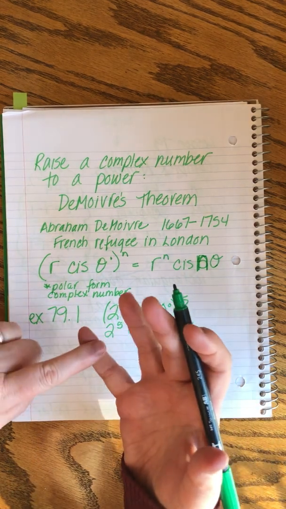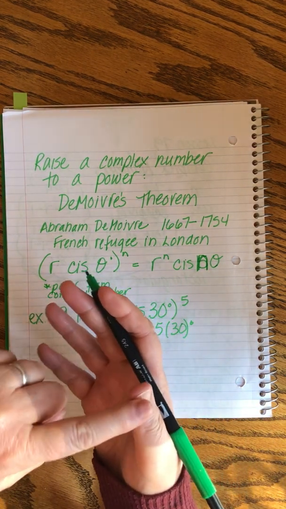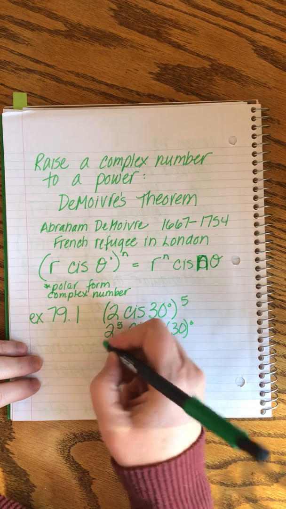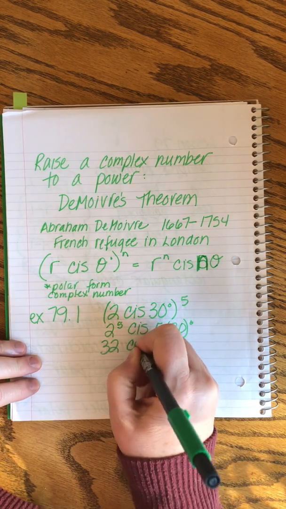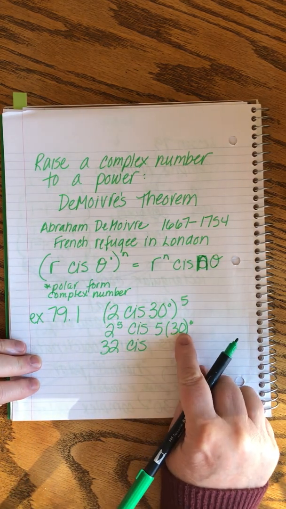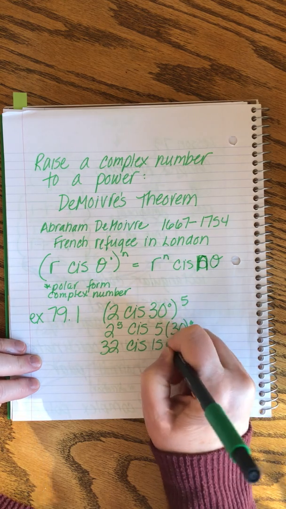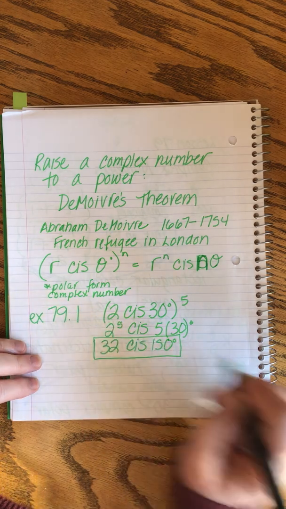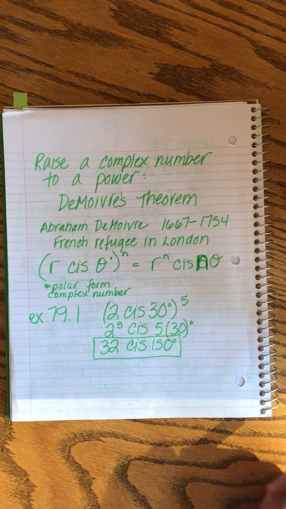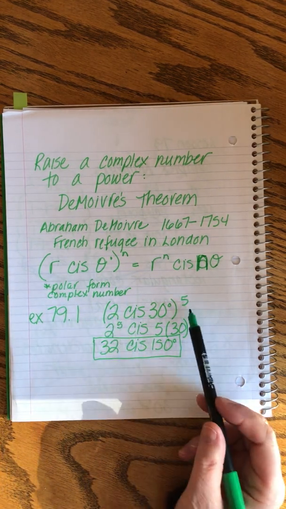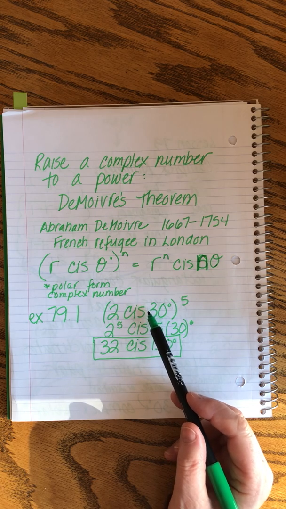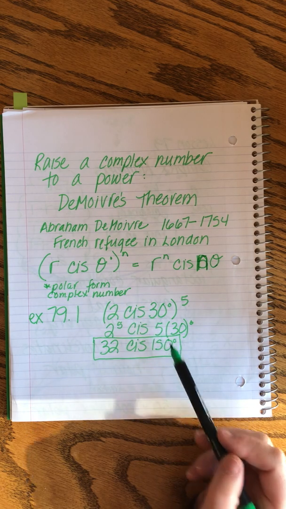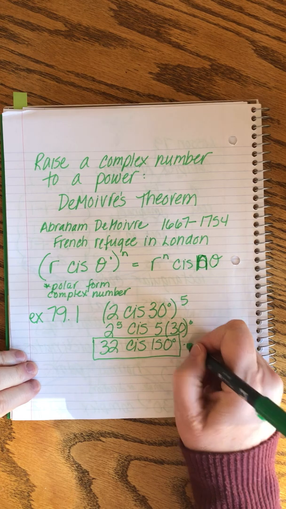2 easy steps. 2 to the 5th. Okay, let's count that out. 2, 4, 8, 16, 32. We just keep doubling it, right? So this becomes 32 cis, and then we multiply these two together, 150 degrees. Final answer. Oh, that's not so bad, is it? Why would you want to calculate the 5th power of this complex number? I don't know. But again, we can do it, and that's right.